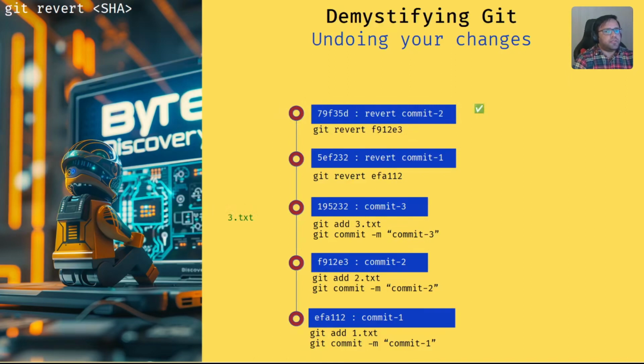So git revert is one of the safest options to undo your changes. It updates the git history but does not rewrite it. So it can be safely applied to commits that are already published.